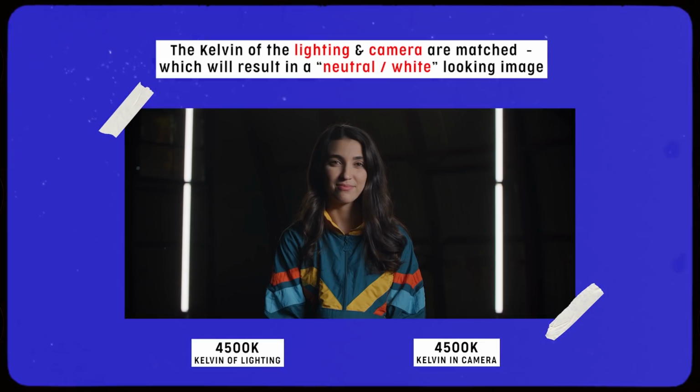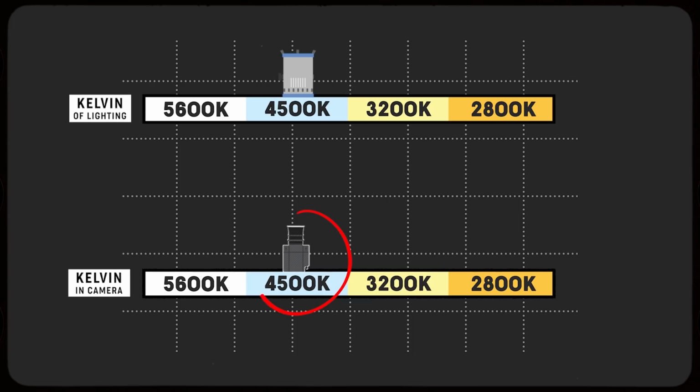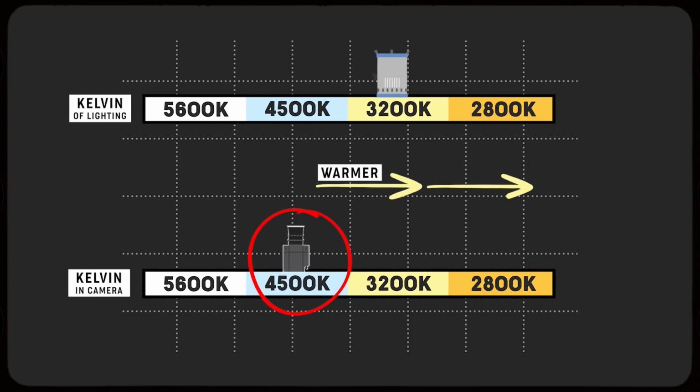Well, say you wanted this to feel warmer. You could leave your Kelvin in camera set to 4500 Kelvin, and then you could bring this light down, warming it up to 3200 Kelvin.